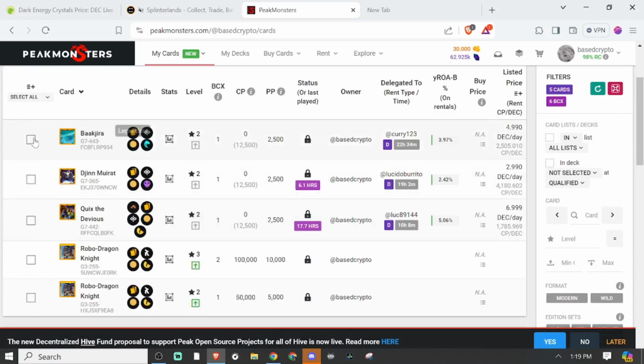So here I have my Bakjira delegated to Curry123, all right, for a low price. We got Dejen Myriad out here delegated to Lucido Burrito for $2.99.